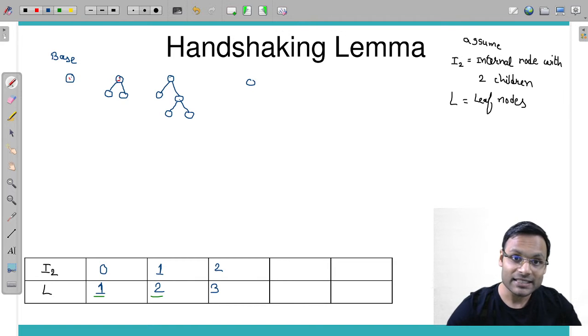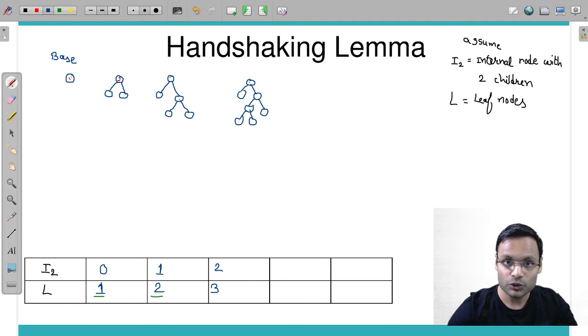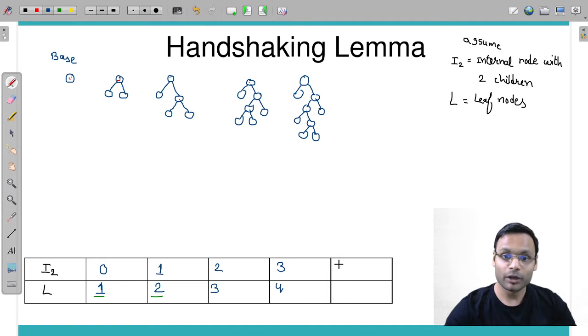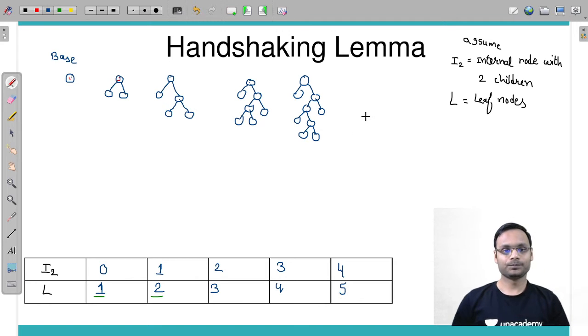If you increase another internal node with two children, whichever you want, this one or this one, suppose I am increasing this one, how many internal nodes with two children? 1 2 3. Because of that, you are having the number of leaf nodes equal to 4. And if you increase one more, koi bhi increase kar do, wherever you want you can increase. If the number of internal nodes with two children is 4, then you will be having 5 leaf nodes.